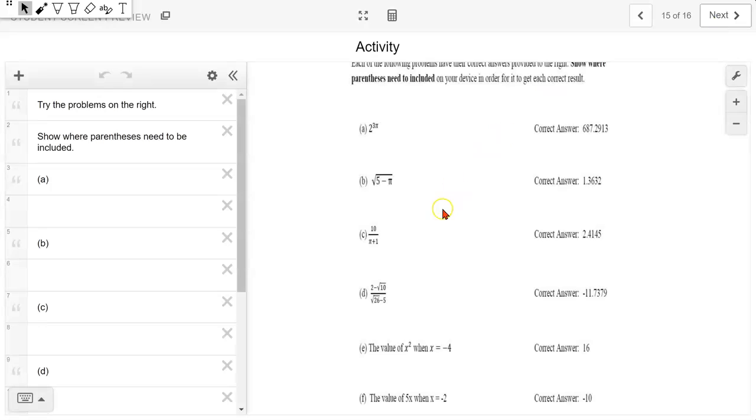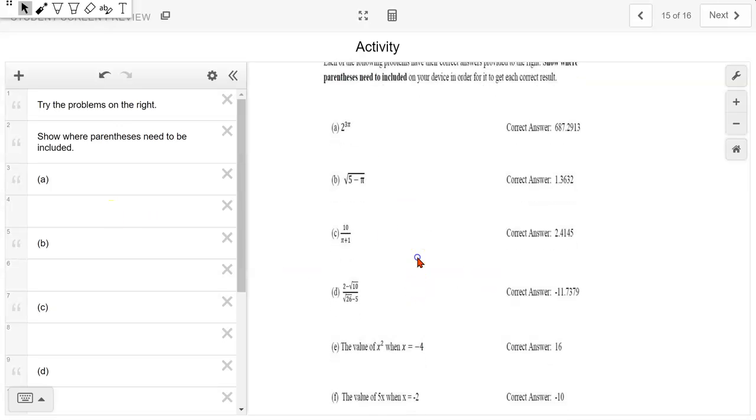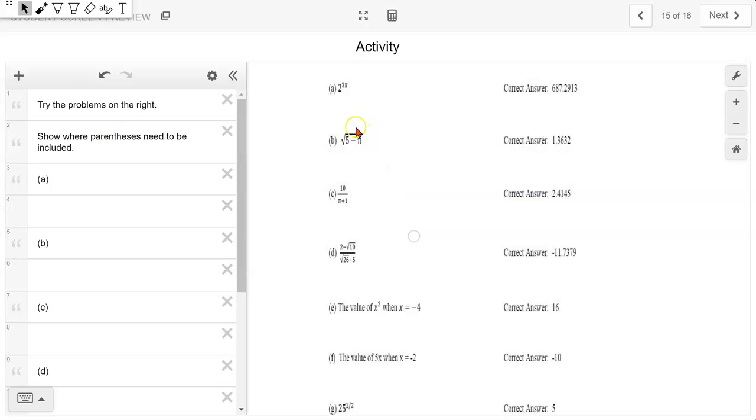Last slide is, this is part of the group activity, but I'd like to show it to you so that you could practice this also whenever you have time. Okay, try the problems on the right. It says here, each of the following problems have their correct answers provided to the right. Show where parentheses need to be included on your Desmos in order to get each correct result. So what we're going to do here is enter all of this and use parentheses if needed for us to get these correct answers.